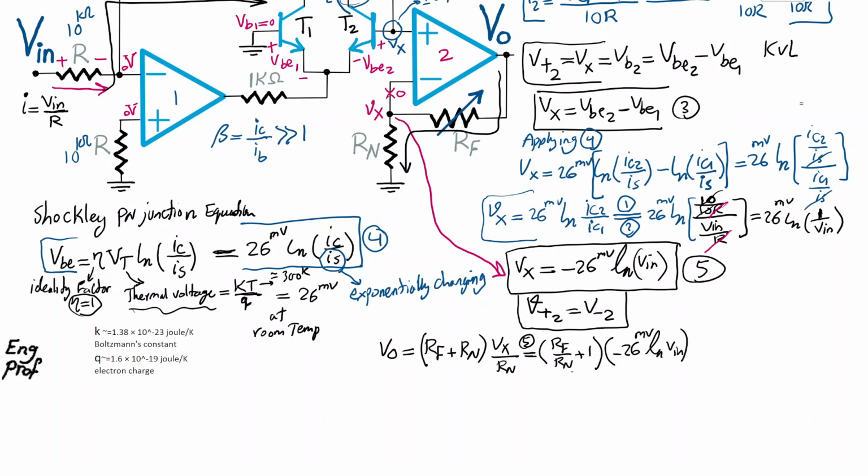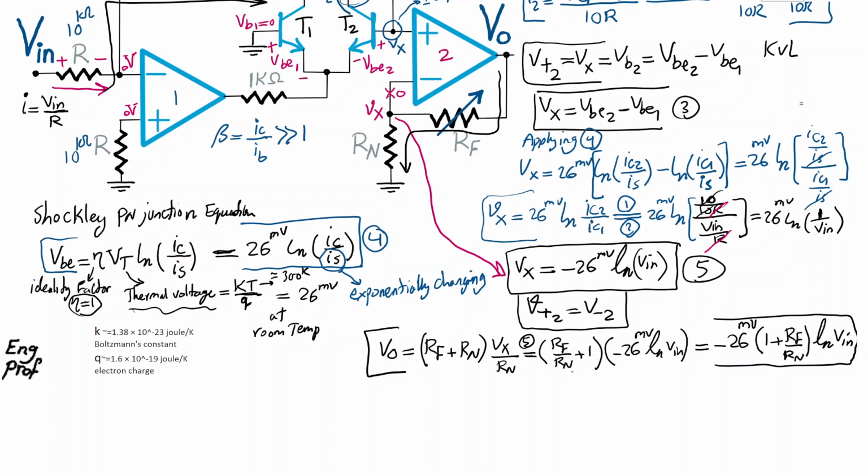So in summary, if I just substitute and reshuffle things, I get negative 26 millivolt times 1 plus Rf over Rn times natural logarithm Vn. Great. So I proved this way. I managed to show that the circuit is really a logarithm computer. So it does compute the logarithm of the input voltage, but it is the natural logarithm.